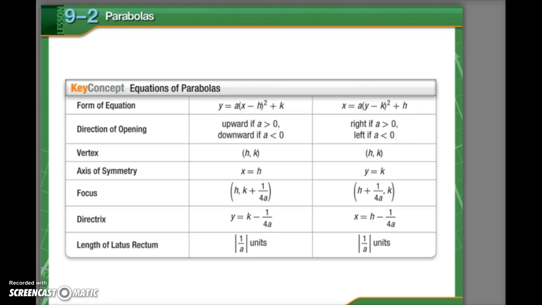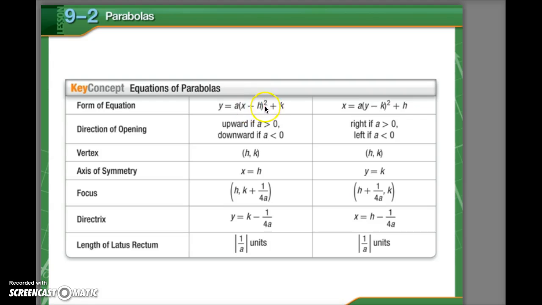Okay, so the previous slide had some new terms. The biggest ones, the most important ones probably are the focus and the directrix. The focus and the directrix are just different ways of finding the equation of a parabola, and they help you to graph a parabola, a quadratic equation, by looking at different features of the function from vertex form.